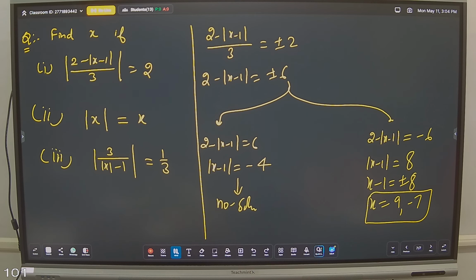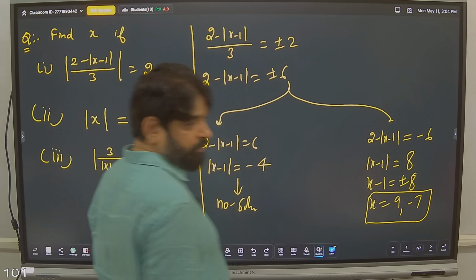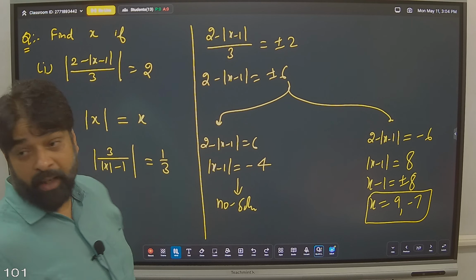No, you have to show now, write all the steps. There are two possibilities. Both possibilities you have to solve. Is it clear to everybody?